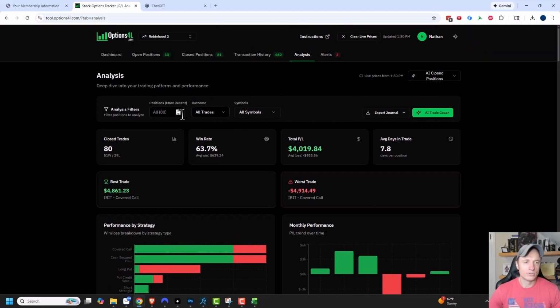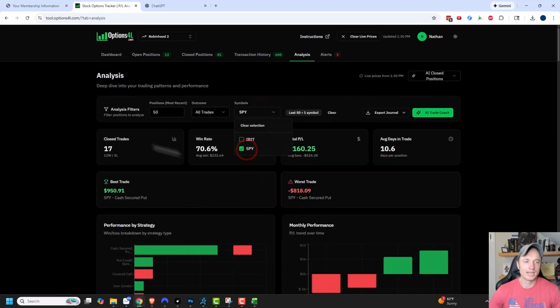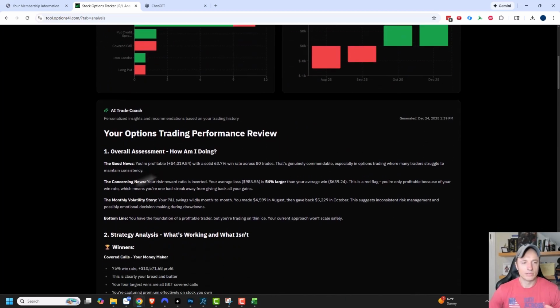And of course, if I want to only analyze a certain number, I could do the 50 most recent positions, and maybe I want to look at SPY instead of IBIT. I only have 17 closed trades, so that's basically all of it. If I just want to look at SPY, I could go ahead and run the AI Trade Coach on that, and it would show me results for SPY instead of my entire account.